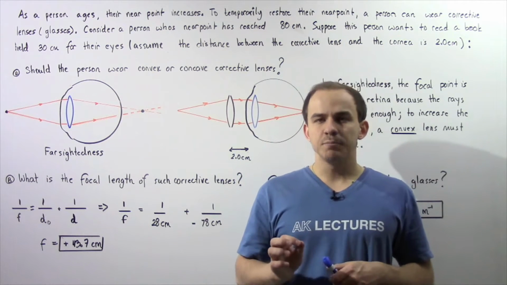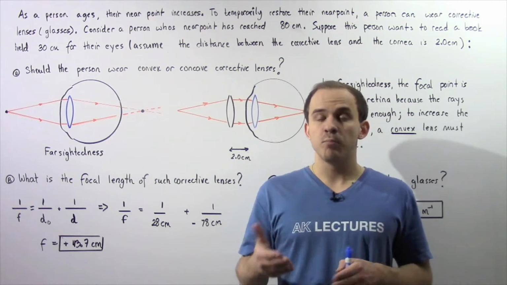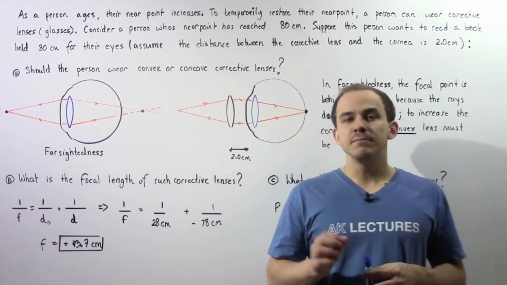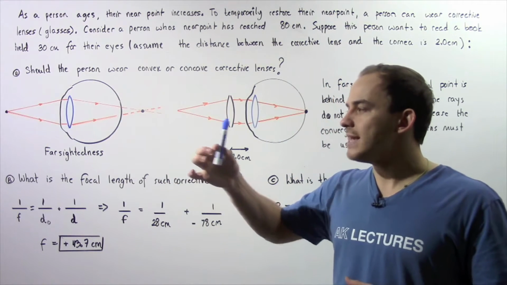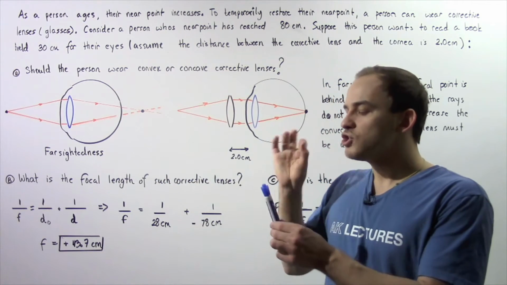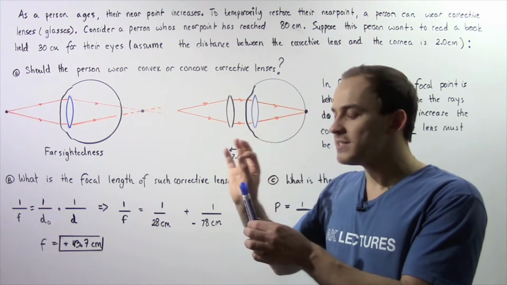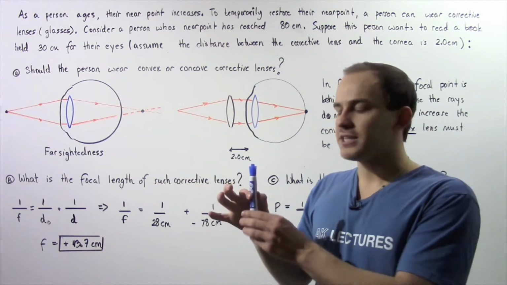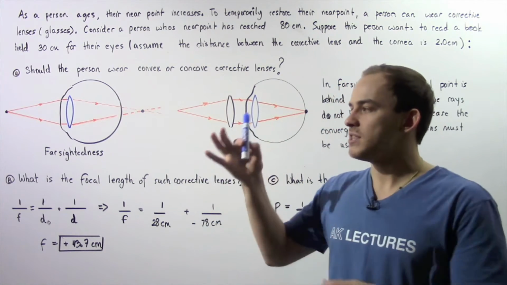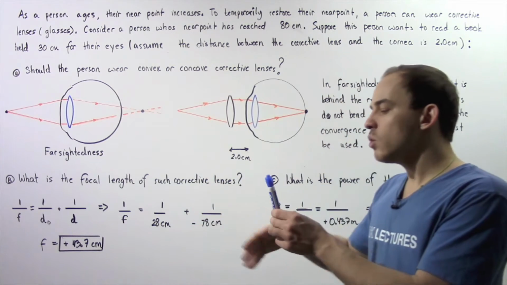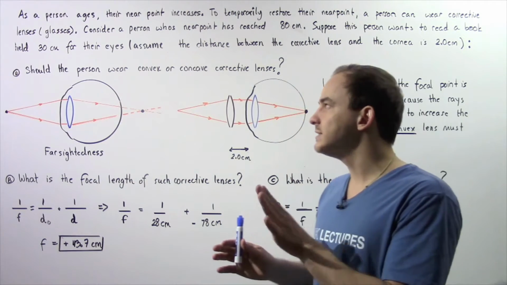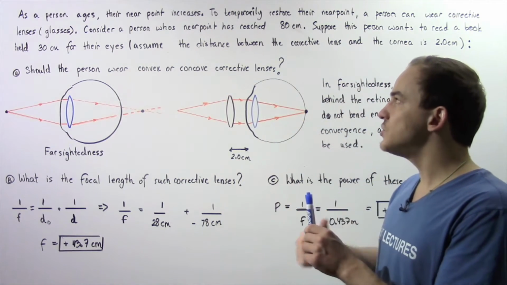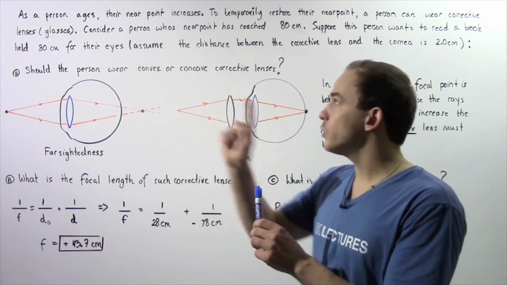Recall that the near point of a person, or the near point of an eye, is simply the minimum distance that an object can be placed relative to the eye so that the eye still focuses in on the object and the person is able to see the object clearly. So the normal near point is about 25 centimeters. As the person ages, this value increases.